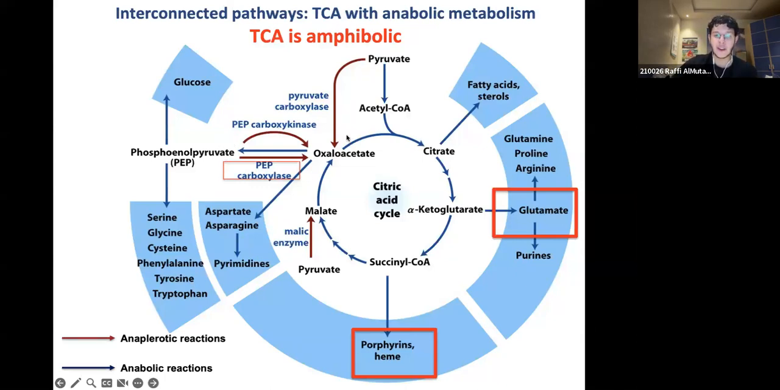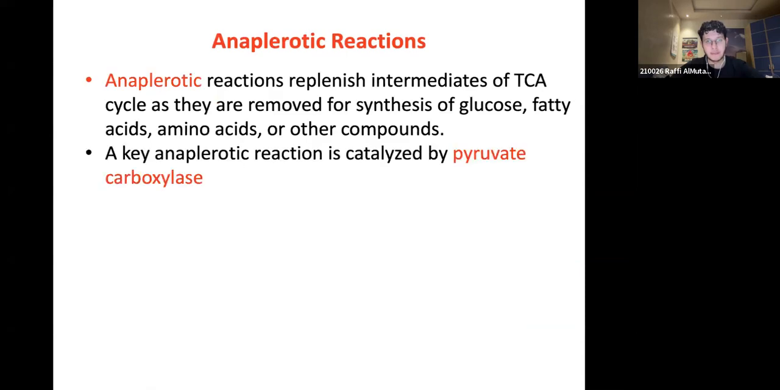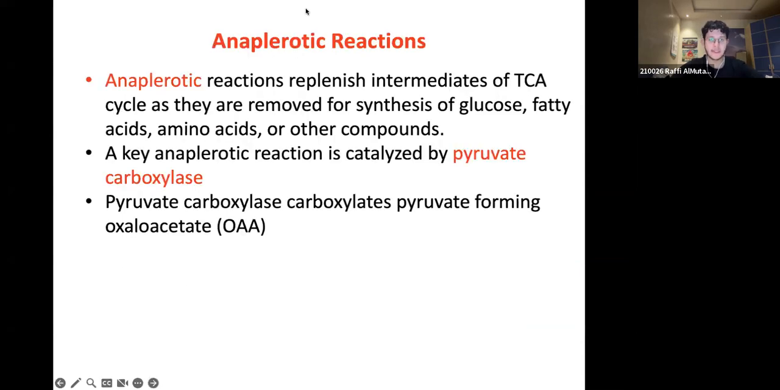But the idea is these are anaplerotic reactions that replenish the intermediates. So you have, for example, pyruvate to malate, PEP to oxaloacetate, and pyruvate to oxaloacetate. The idea here is that you're replenishing the intermediates. That's anaplerotic and amphibolic. Do you guys understand those two words? And if not, I can repeat.